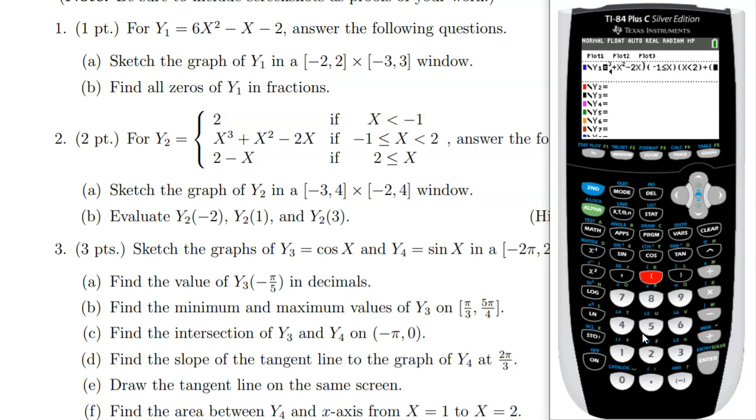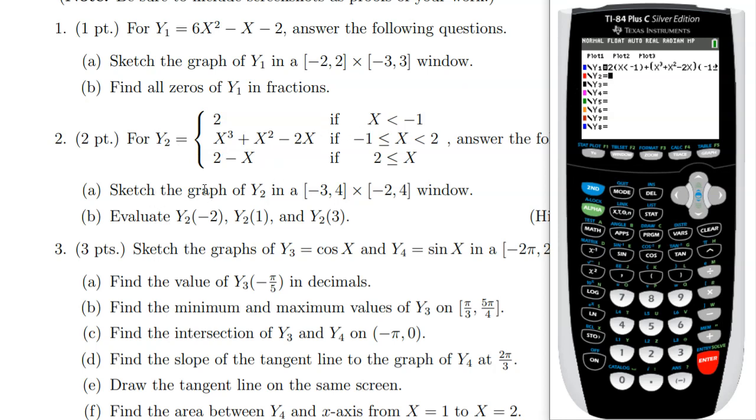Then the last one, plus 2 minus x. So you have 2 minus x and the right parenthesis, and then multiply by 2 is less than or equal to x. So put x, right parenthesis. Hit enter. The piecewise defined function is in y1, actually, I meant y2, but I put it in y1, so bear with me. I'm going to leave it there though.